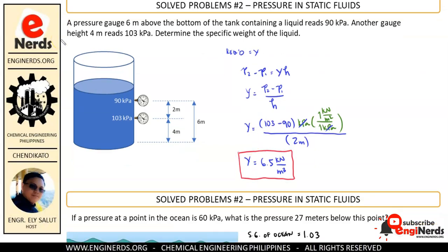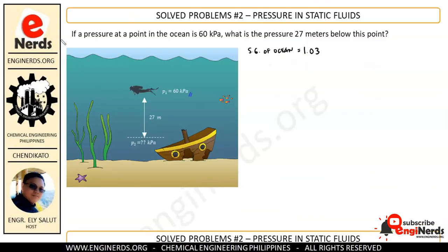Okay, so let us now proceed to the next problem. If the pressure at a point in the ocean is 60 kilopascal, so let's say we are talking about this point here, and the pressure here is 60 kilopascal, what is the pressure 27 meters below this point? So, 27 meters below, we are asked to find the pressure at this point.